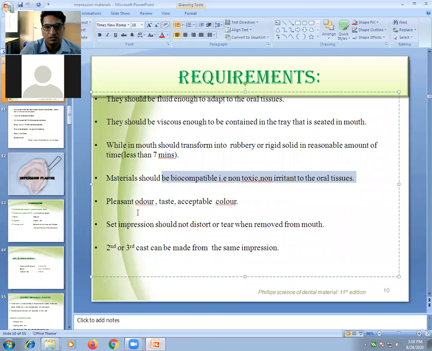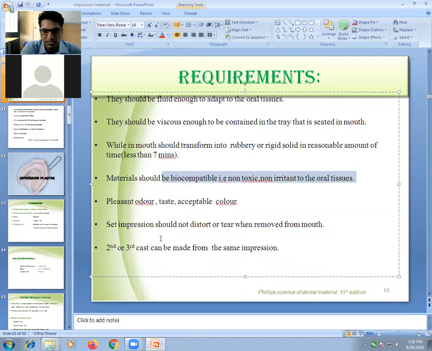It should have pleasant odor, taste, and acceptable color. Okay, pleasant odor. Now, what we do, we mix any material and put it on the tray. If it has a bad odor, then the patient will not allow us to put that tray into the patient's mouth. So it should have pleasant odor, pleasant taste. If it has a bad taste, then the patient will not allow us to keep that tray in the mouth. Okay, and then it should be an acceptable color.